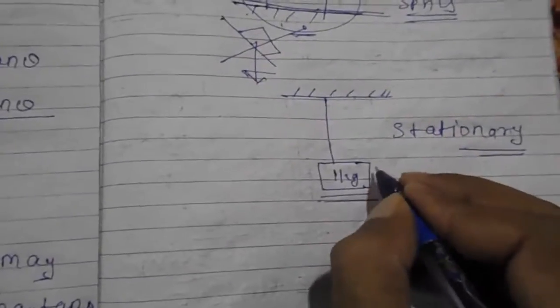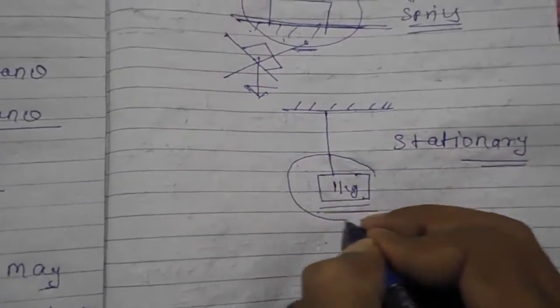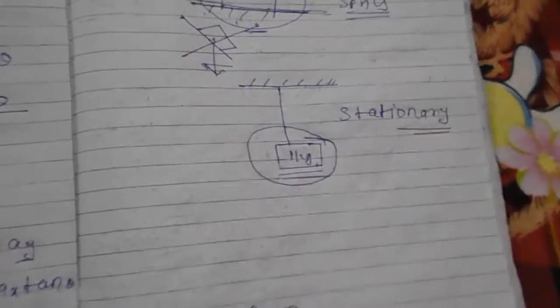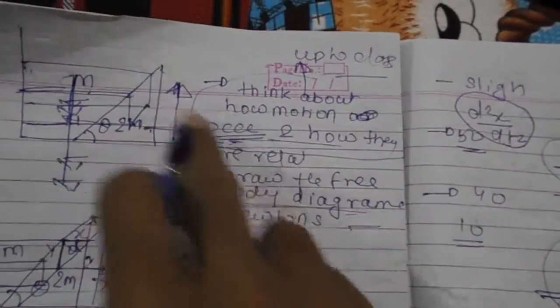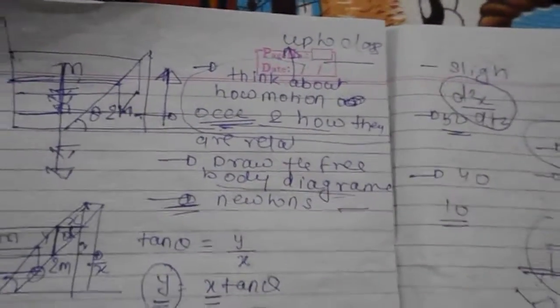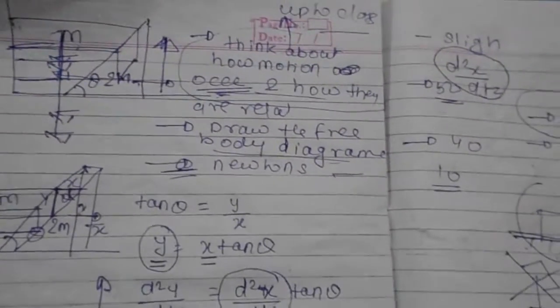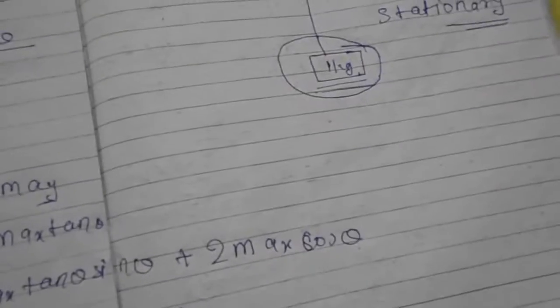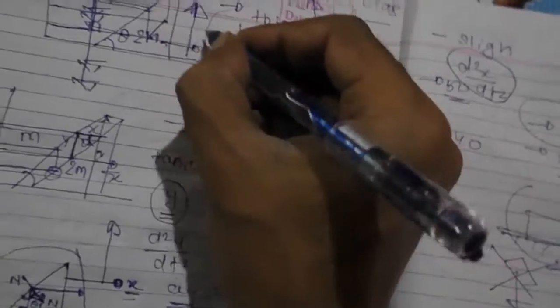Let me draw the free body diagram. A stationary state means the acceleration is 0. So I can skip this step easily, because I know the acceleration. I do not have to find the relation between accelerations, because it is given in the question that this is in a stationary state.